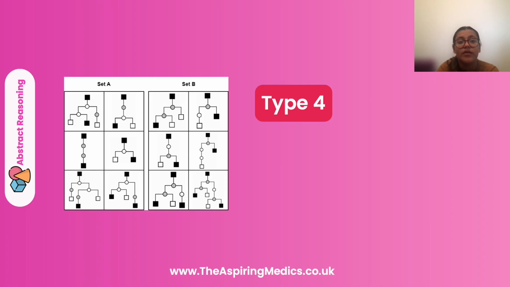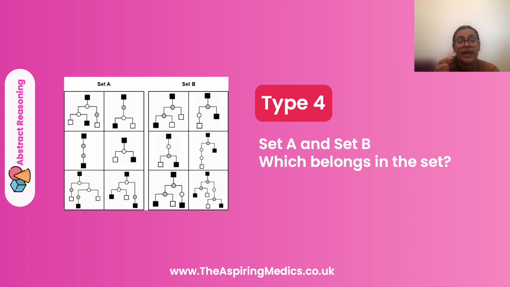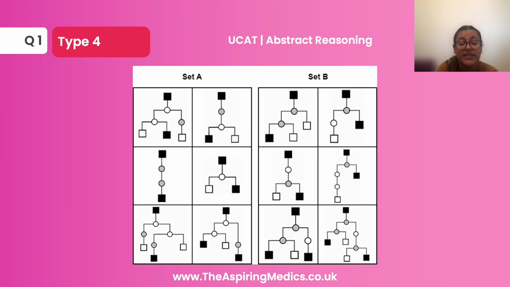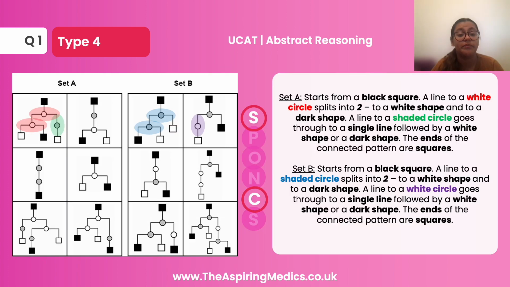So lastly, moving on to the last type of question, which is again a set A and set B type question, but you need to decide which belongs in which set. So this is the question. Again, pause if you need to and try to figure out what the pattern in set A is and how does that differ from the pattern in set B. So like I mentioned before, it's a really good strategy to find the simplest box in both sets and then compare them. In set A and set B, we start from a black square. A line to a white circle will split into 2, a white shape and a dark shape.